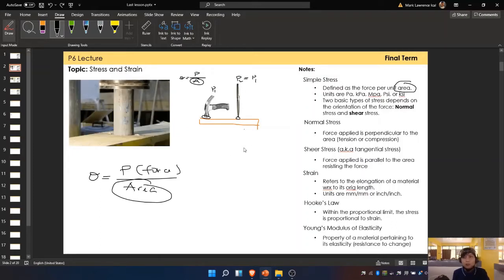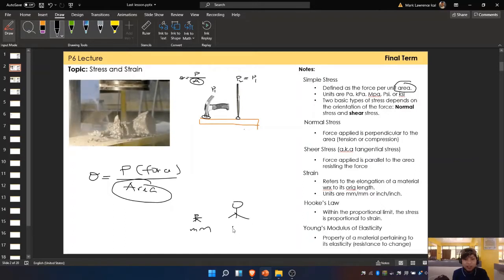Magkakaibang klase ng property. Parang ang langgam, okay? Susukatin mo ba yan gamit ang ruler? Di ba hindi? Susukatin mo siya gamit ang caliper, which is yung maliliit. Ibig sabihin, ang sukat ng langgam ay in terms of millimeter. Pero ang tao, mas malaki, sukat mo sa kanya ay meter.